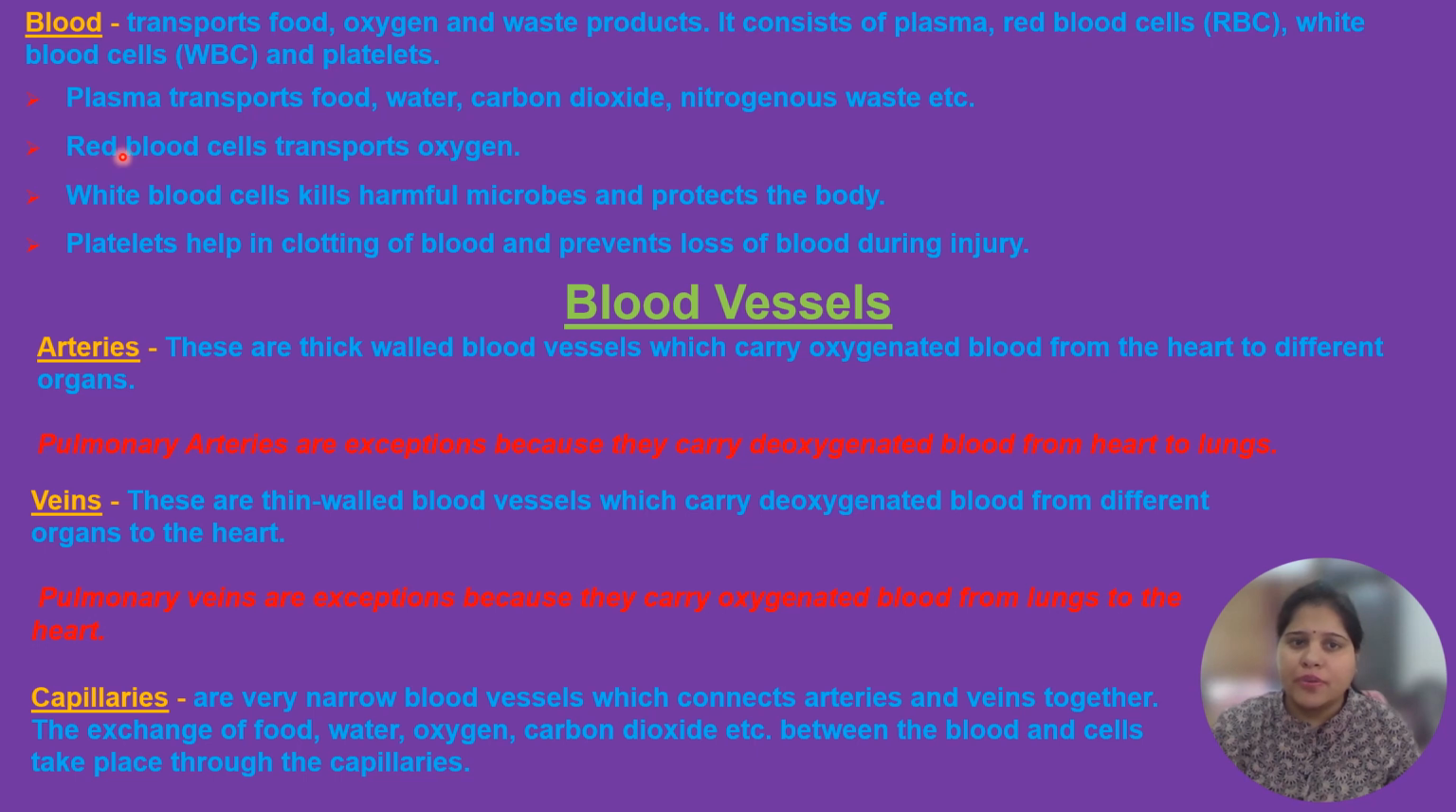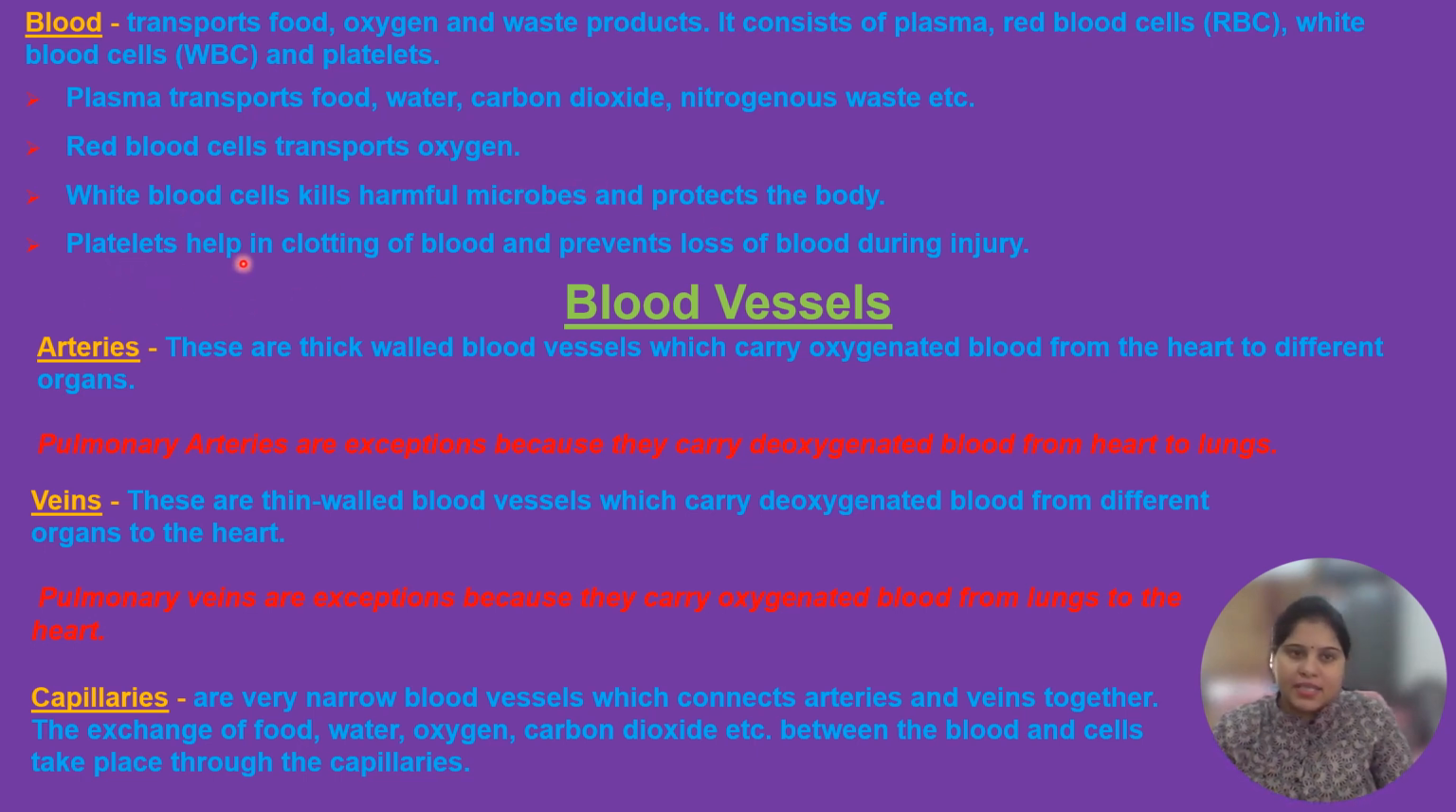Now, function of the red blood cells. Red blood cells transport oxygen. Red blood cells contain hemoglobin, and hemoglobin has the capacity or tendency to bind with oxygen. So, with that hemoglobin, oxygen can be transferred from one part of the body to the other part of the body. Now, white blood cells. White blood cells can kill harmful microbes and protect the body.